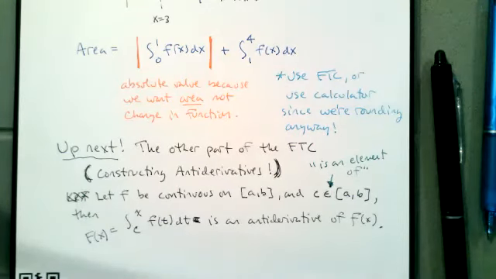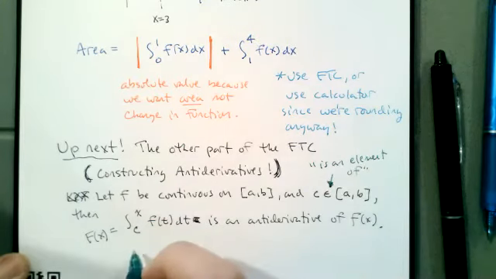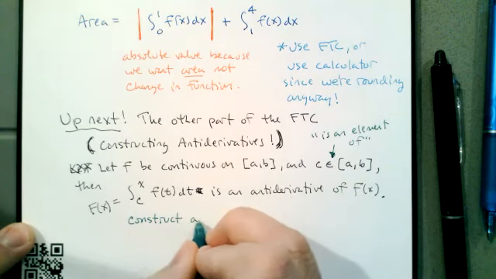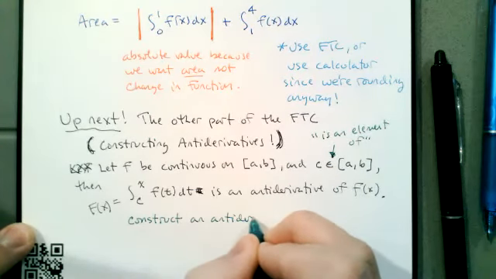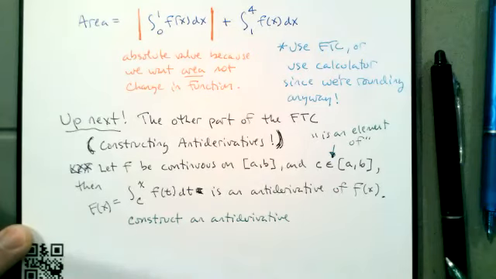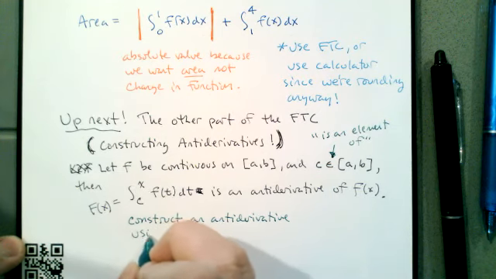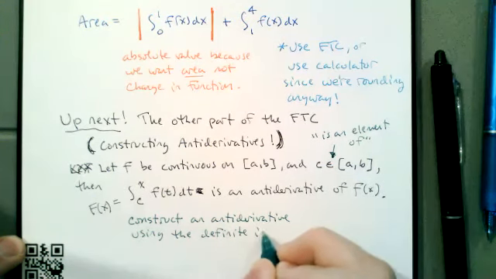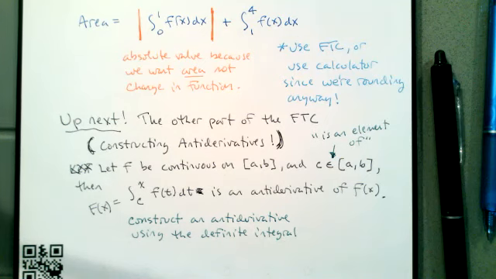So what we're doing here is we're constructing an antiderivative of a continuous function using the definite integral. If you're writing this down, make sure you put an exclamation point at the end of that, because that's the big deal part. We're constructing an antiderivative using the definite integral.